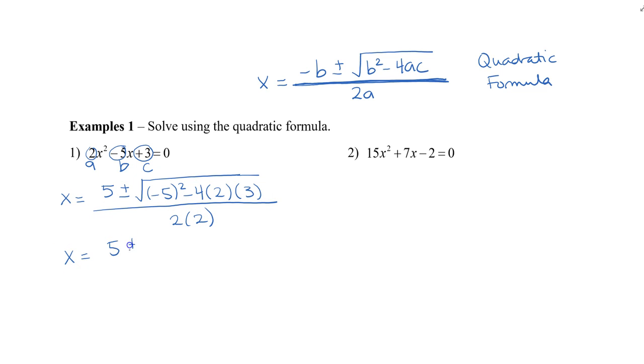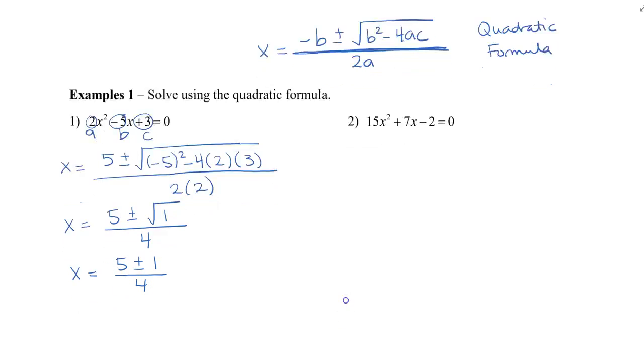So let's first figure out what's in our square root. And so we have 25, and then minus 8 times 3. So 25 minus 24 is 1. So we have the square root of 1 inside the radical, all divided by 4. So this reduces or simplifies to 5 plus or minus 1 over 4.